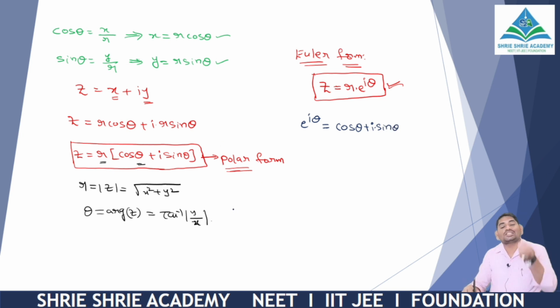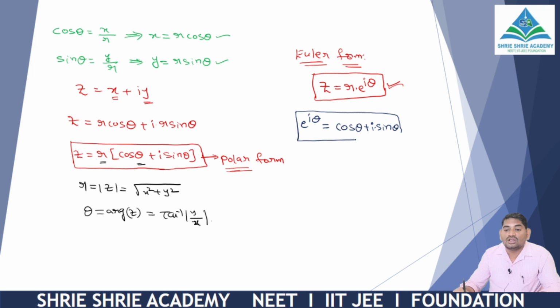So if we compare the polar form and Euler form, z is equal to r into cos theta plus iota sin theta in polar form. In Euler form, z is equal to r into e power i theta. So if we compare these two forms, we get e power i theta is equal to cos theta plus iota sin theta.